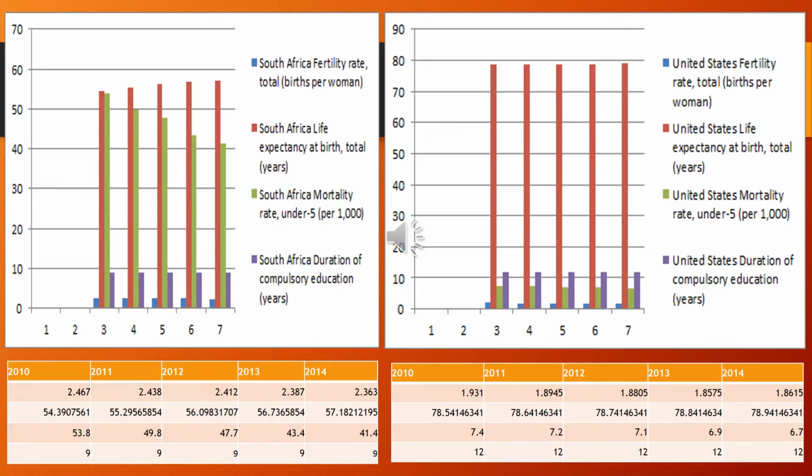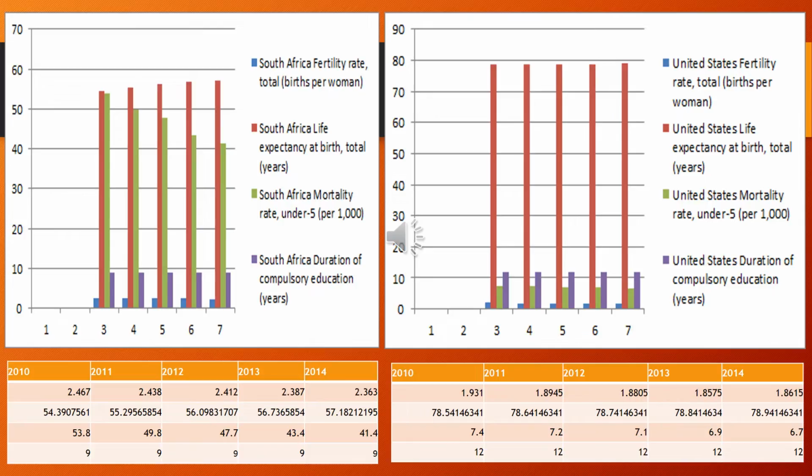The mortality rate, you can look at the stats there, is between 53 and 41 per 1,000, whereas it's 7.4 and 6.7 in the US. Just to give you a general idea, the actual death rate in South Africa is 9.91 deaths per 1,000 in the population. These were just for under 5. That was all I could pull from the data bank that I had available to me.